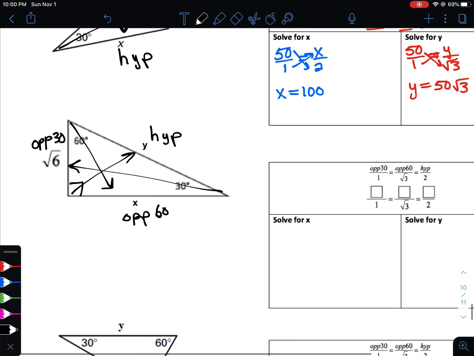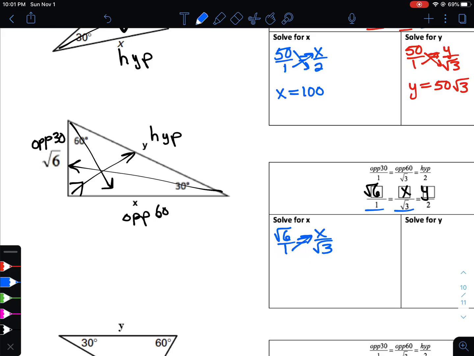So let's go ahead and plug those into our proportion. So opposite 30 was equal to square root of 6. Opposite of 60 was x. And our hypotenuse was y. So solving for x, we'll take the x over square root of 3 and set that equal to square root of 6 over 1.